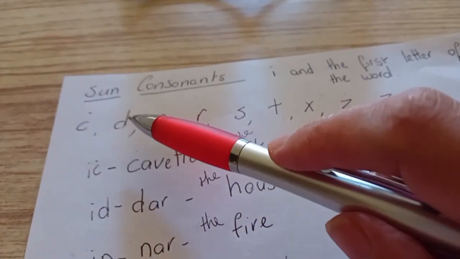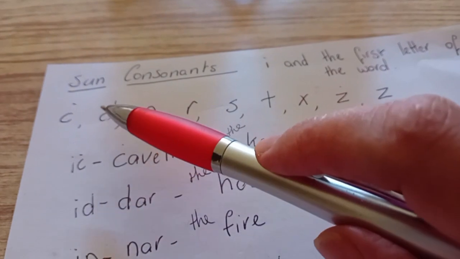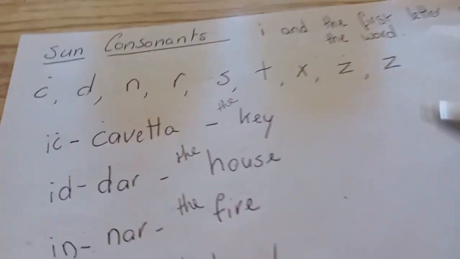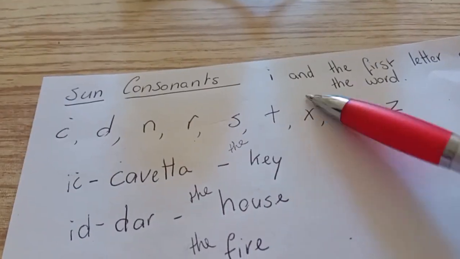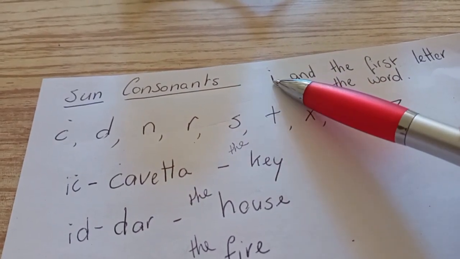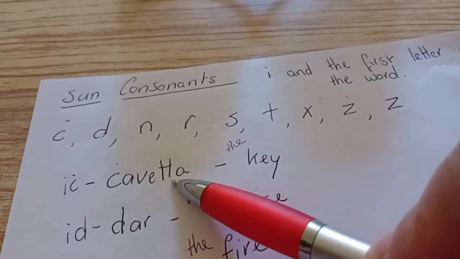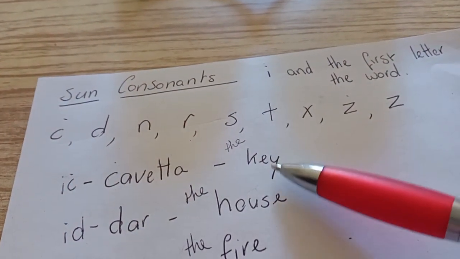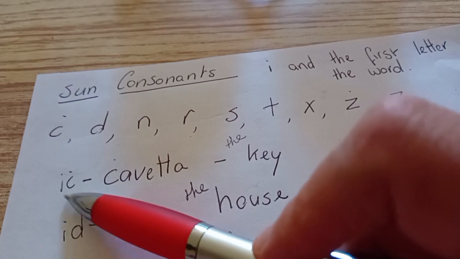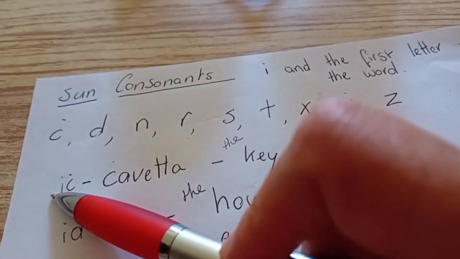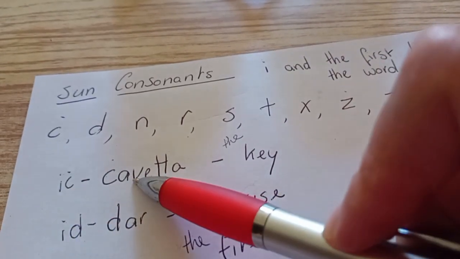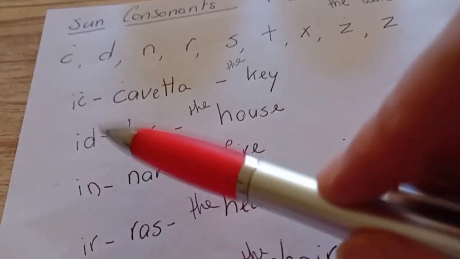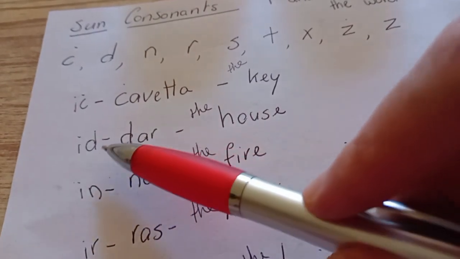When a word starts with one of the sun consonants, the article is going to be I, always there, and then the first letter of the word. For example, we have ċavetta, which is the key. So the article is I and the first letter of the word: iċ-ċavetta. We have dar. Dar is the house. So I and the first letter of the word.